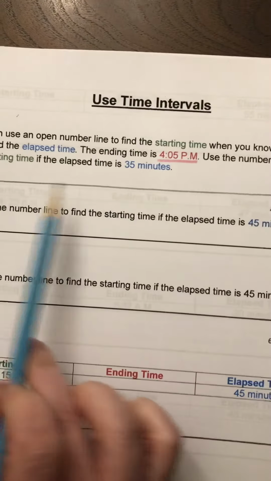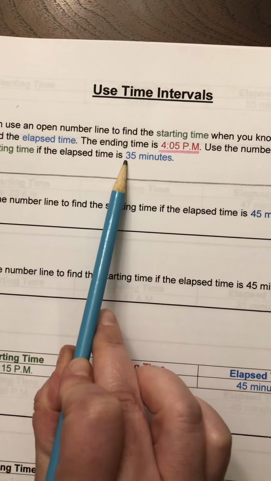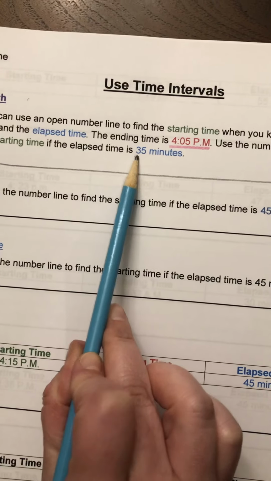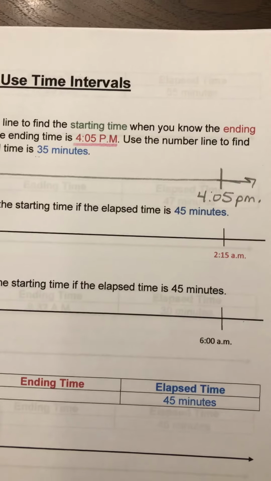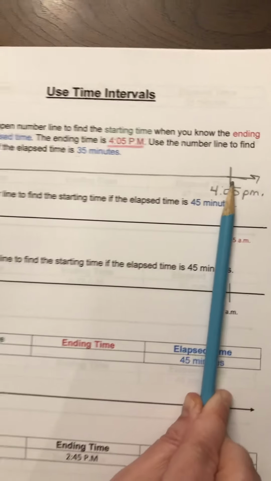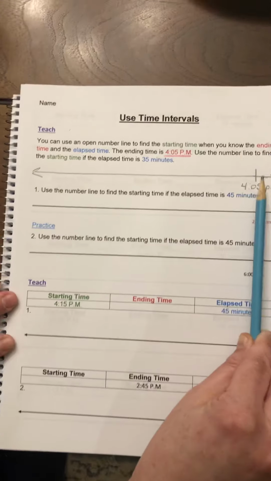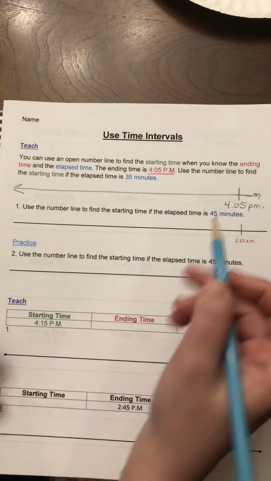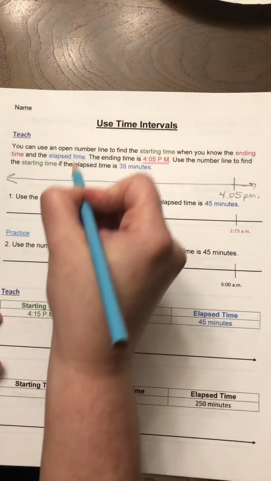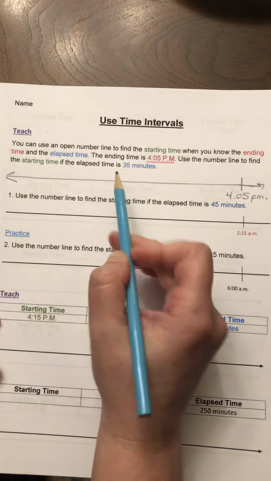I also know that the elapsed time is 35 minutes. Elapsed time is the time between the start and the end time. So this is one of those situations where you're going to be working backwards. It's a little different from before. I know I'm going backwards in time by 35 minutes.